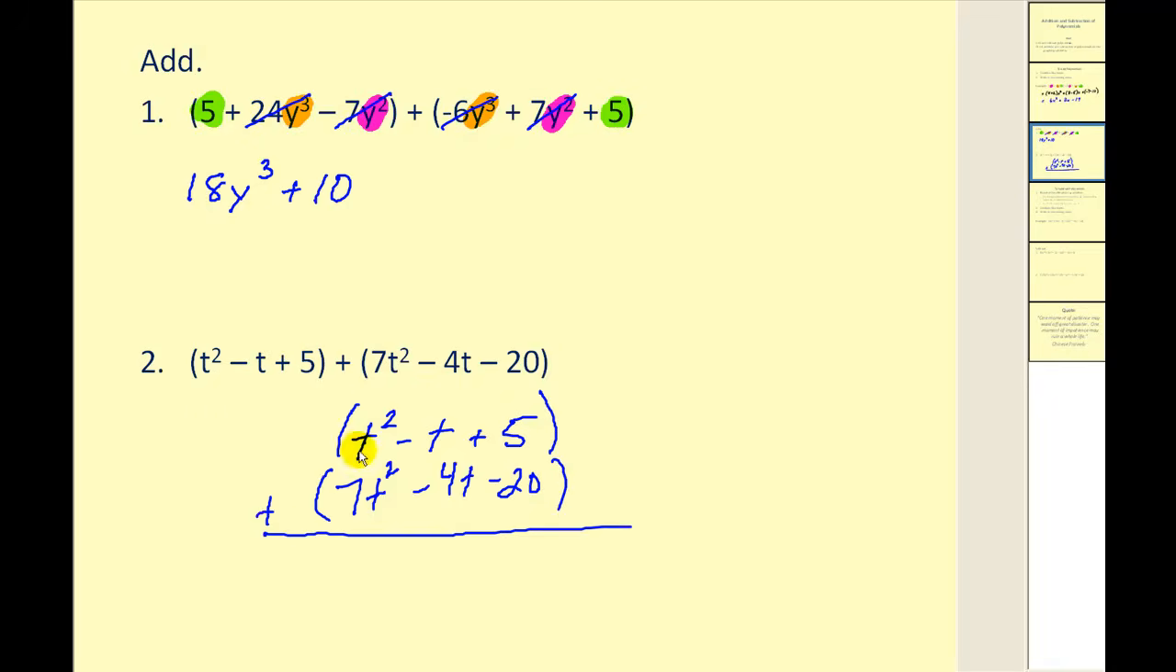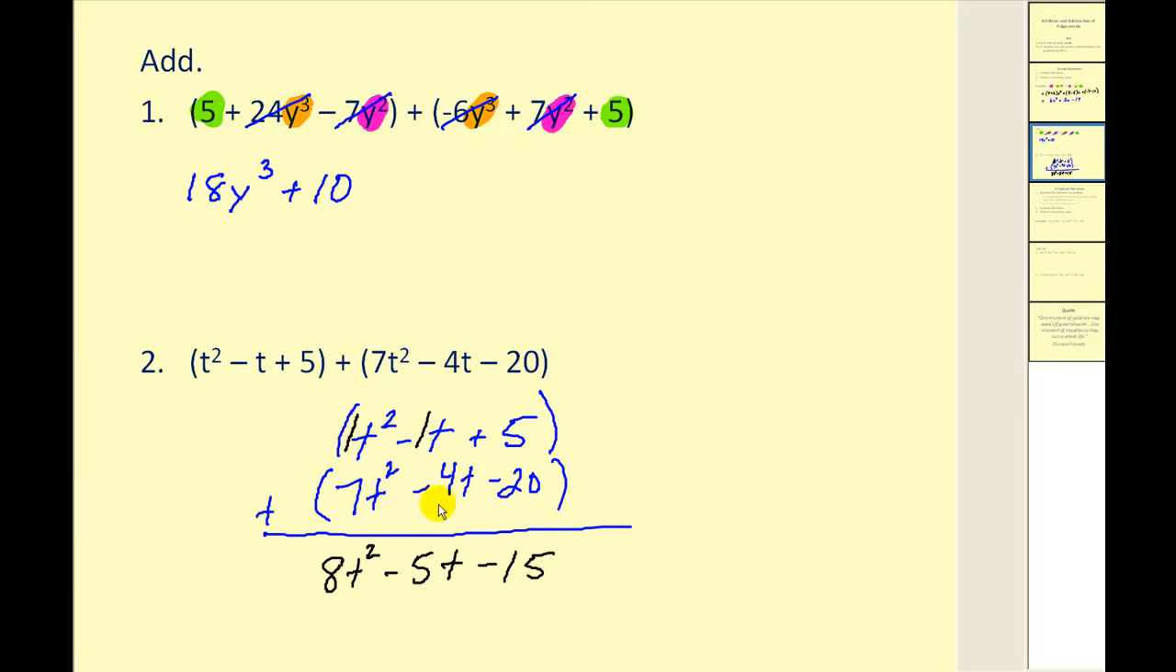And when you write the problem in vertical form, you do want to make sure your like terms line up. Notice we have the t squared terms here, the t terms, and the constants. So this may help you keep track of your terms. So when we combine our like terms vertically, we can see we'd have 8t squared, negative 1 minus 4 would be negative 5 or minus 5t, and then 5 plus negative 20 or 5 minus 20 would equal negative 15.